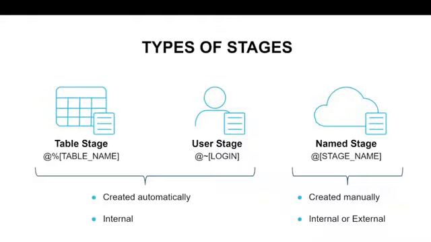Now let's see the types of stages in Snowflake. We have three types of stages. One is the table stage, another one is the user stage, and the third one is the named stage. Table and user stages are created automatically, and they are internal stages. The named stage you have to create manually, and under the named stage, you could have an internal stage and an external stage. So let's see all three of them.